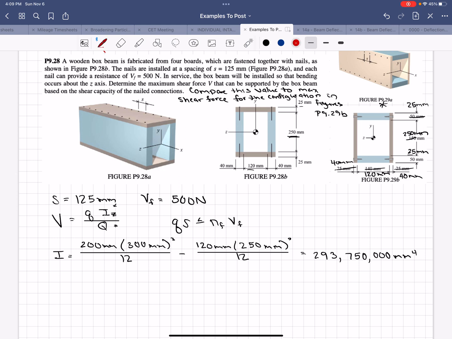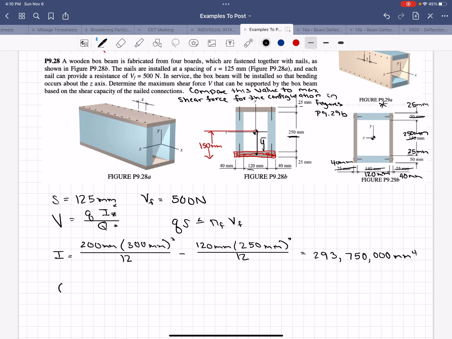Because this is a rectangle, our neutral axis is in the middle at a height of 150 millimeters from the bottom. Okay, so our next step is to calculate Q. In this problem, the Q area is this whole bottom section here. And our y bar for Q goes to the middle of that section from the centroid. So this is our y bar.